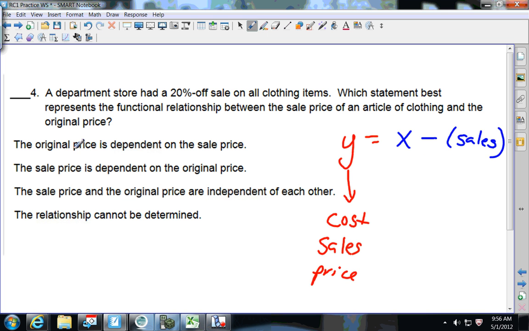So the original cost depends on the sale price. Is that true? No, does the sale price depend on the original price? But the sale price is not dependent on the original price. What is affecting the sale price?